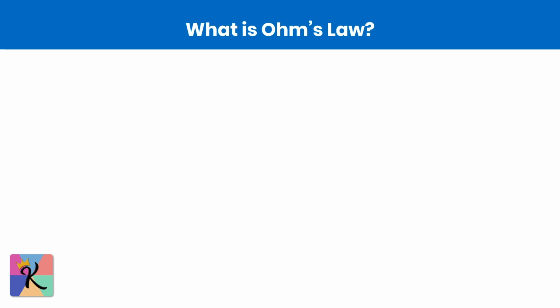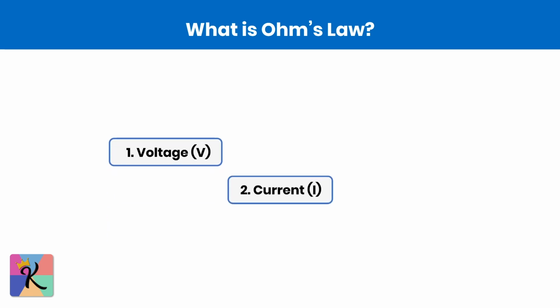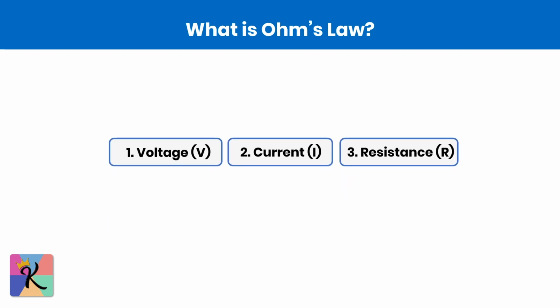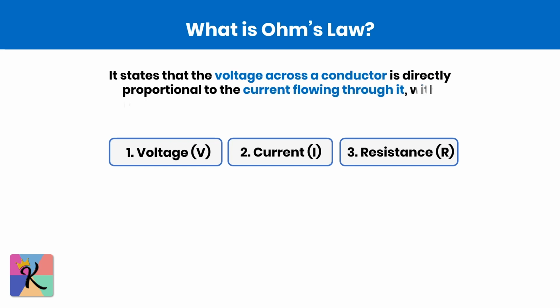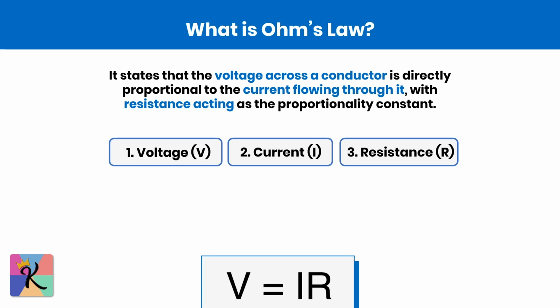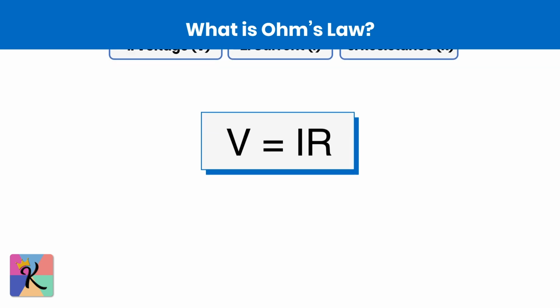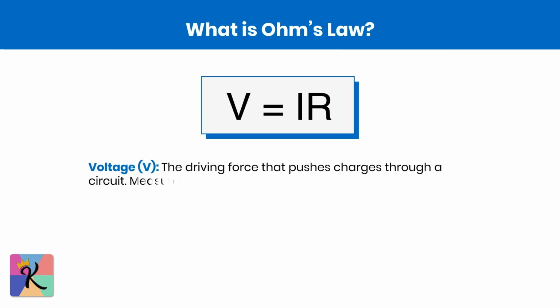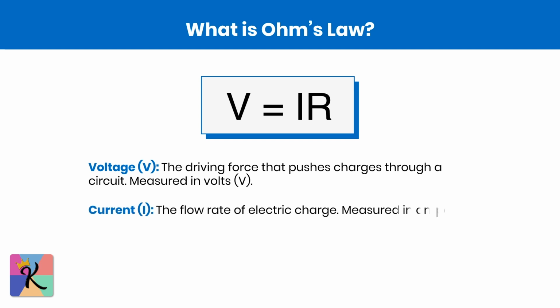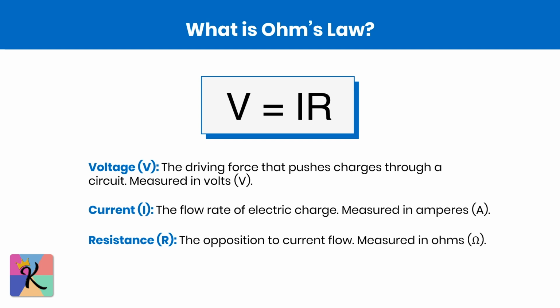Ohm's law connects three essential electrical quantities: voltage, current, and resistance. It states that the voltage across a conductor is directly proportional to the current flowing through it, with resistance acting as the proportionality constant. Mathematically, this is expressed as V equals I times R. Voltage is the driving force that pushes charges through a circuit and is measured in volts. Current is the flow rate of electric charge, measured in amperes. Resistance is the opposition to current flow, measured in ohms.